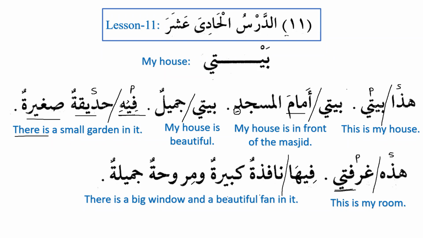Yes, fiha will be the predicate, excellent. And nafidatun will be the subject, and the rest of the information is about nafidatun. And also wa, as we know, is used to connect two similar sentences.